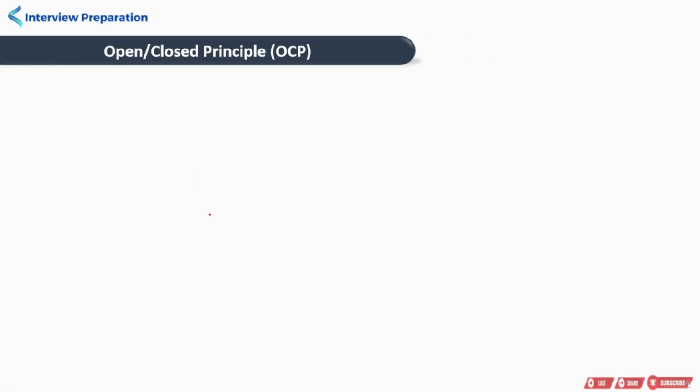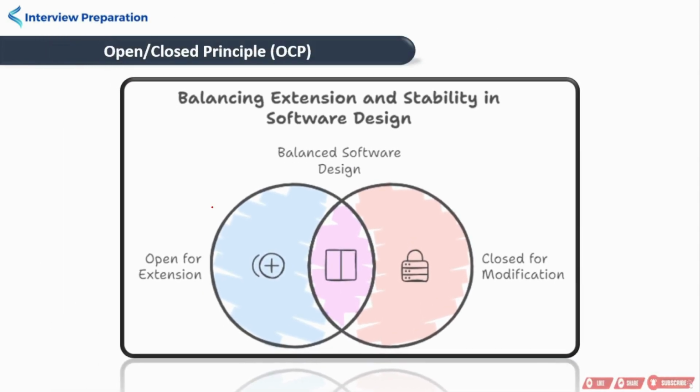The second principle is OCP, that is, the Open Closed Principle. The Open Closed Principle asserts that software entities such as classes, modules, and functions should be open for extension but closed for modification. This means that the behavior of a module can be extended without altering the existing code. By following this principle, developers can introduce new features or changes without risking the stability of an existing system, leading to a more robust and adaptable code base. Let's see the example.